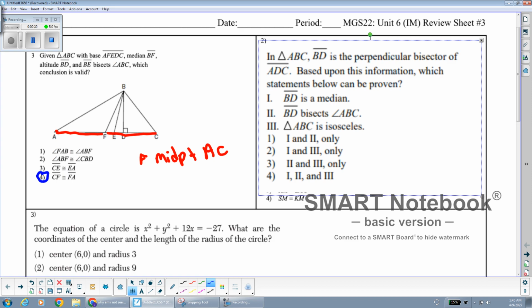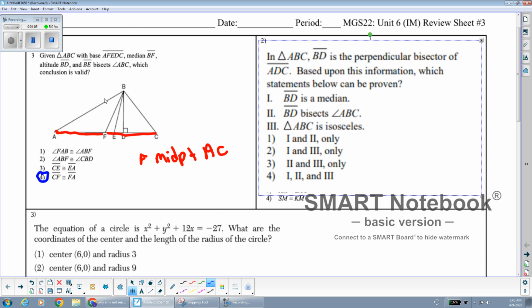BD is an altitude, so all that means is it's a perpendicular line. So all it forms is 90-degree angles. None of the answer choices are about angles BDC and BDA, which are those two right angles. The next segment is segment BE, and segment BE is an angle bisector. So careful, answer choice three is incorrectly saying that E is the midpoint with CE being congruent to EA, but that's not true because BE does not bisect the side.